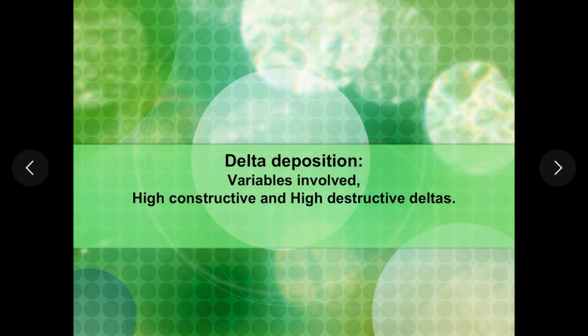Now these variables are important to study because these variables involved in delta deposition control the sedimentation, accumulation and deposition of sediments in a sedimentary basin in the form of delta, which ultimately decides or controls the formation of different types of structural and stratigraphic traps, which are important from the point of view of accumulation of oil and gas. So therefore we are going to see them in detail.